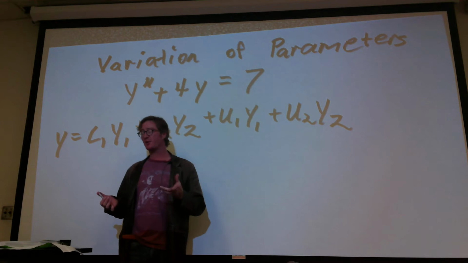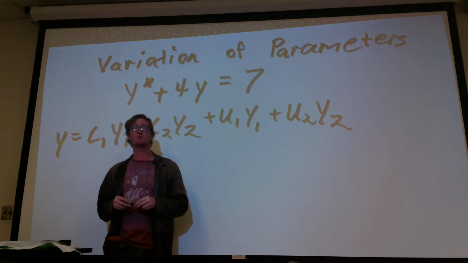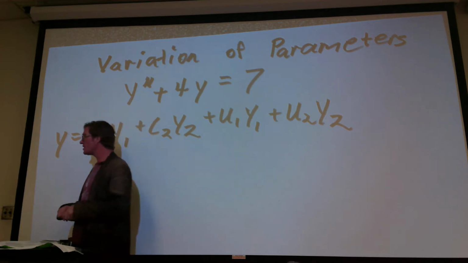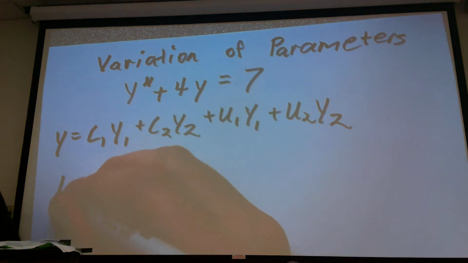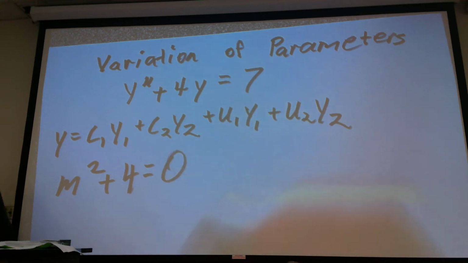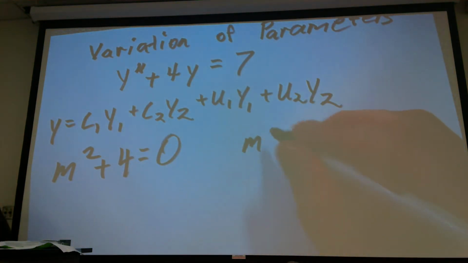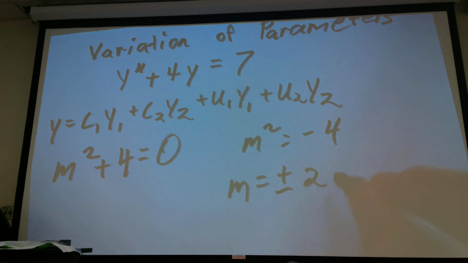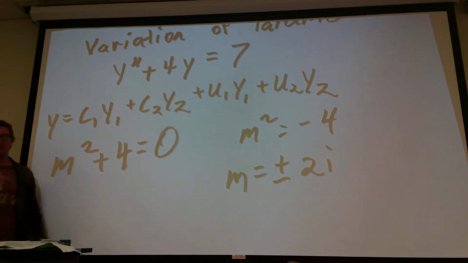So like on all the other problems, let's start off with just our auxiliary equation for the homogeneous portion of this differential equation. So for the homogeneous portion, we're going to have m squared plus 4 equal 0, or m squared equals -4. So m would equal plus or minus 2i, by taking the square root of both sides.